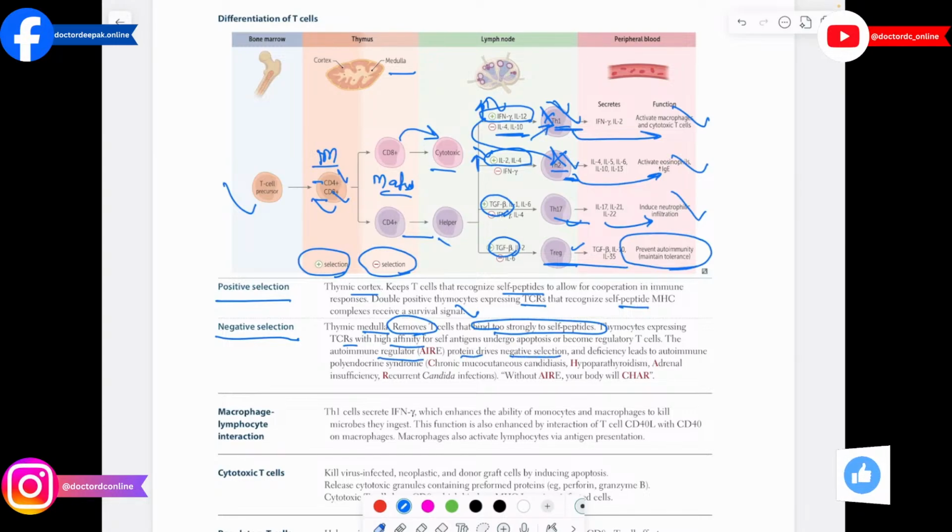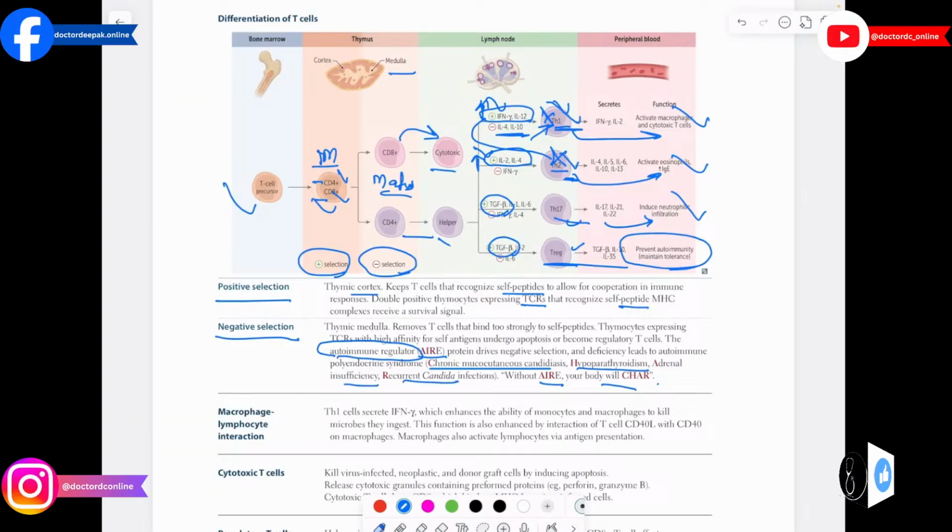protein drives negative selection, and deficiency leads to autoimmune polyendocrine syndrome, and that is already given. And they're having the mnemonic. Mnemonic is: without AIRE, your body will cheer. AIRE means autoimmune regulator. And cheer means all the diseases that lead to autoimmune polyendocrine syndrome, like chronic mucocutaneous candidiasis, hypoparathyroidism, adrenal insufficiency, and weaker candida infection.